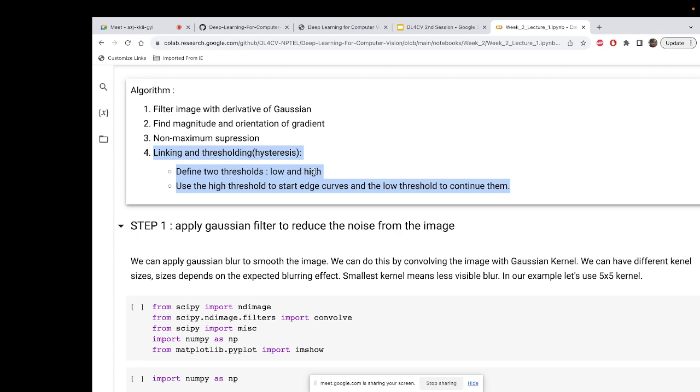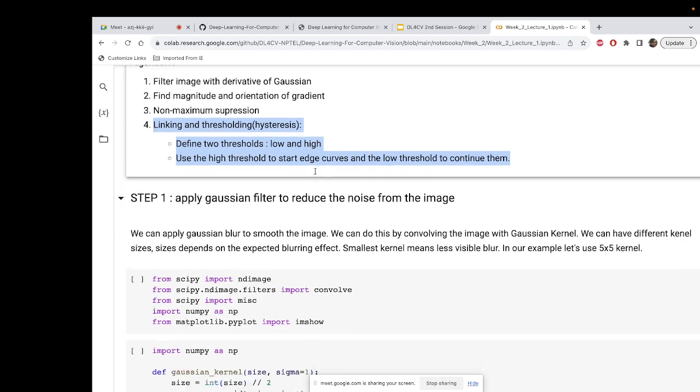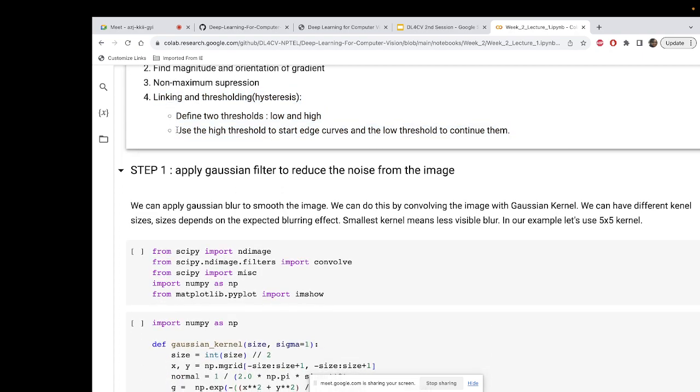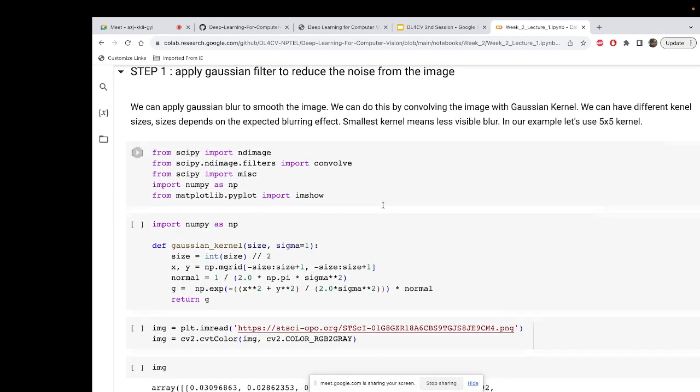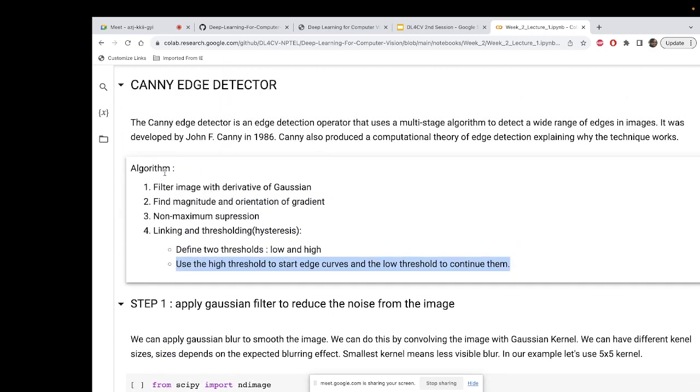The algorithm says that if your value is greater than high, it's an edge point. If it's lower than low, it's not an edge point. And if it is between low and high, then I will not eliminate it. I will see if this particular pixel value is connected to another pixel value which is an edge point. If yes, then I will consider this pixel value to be an edge point, otherwise I will eliminate it, right. So use the high threshold to start edge curves and the low threshold to continue them. Fine. So now given this particular algorithm, we will try to look at the code for it.